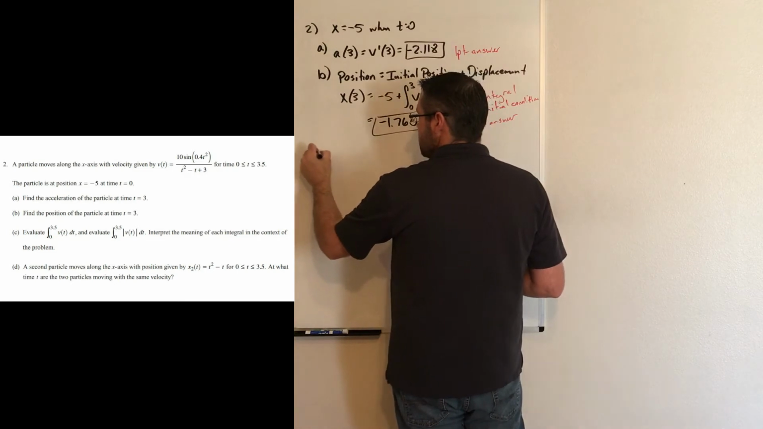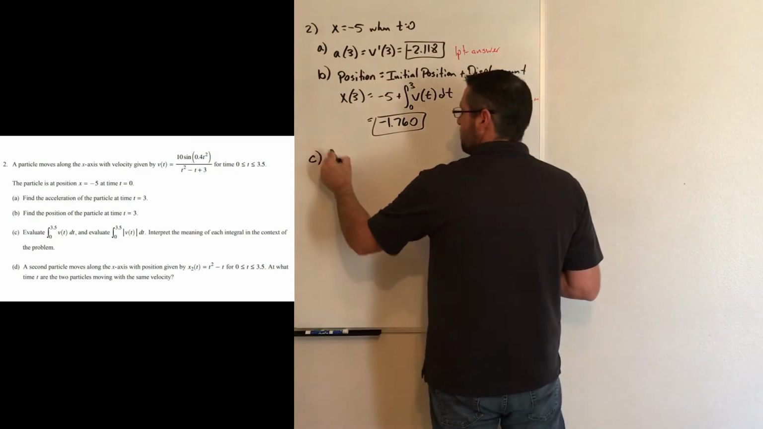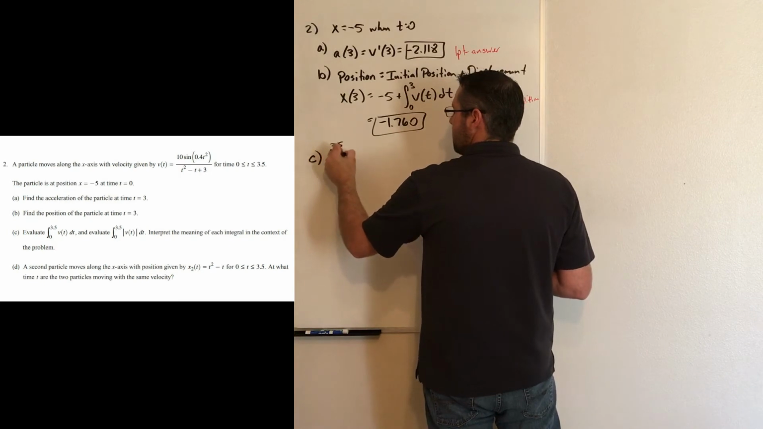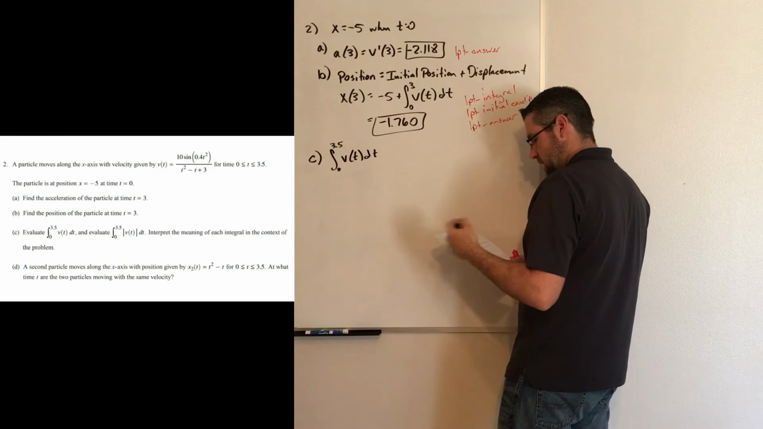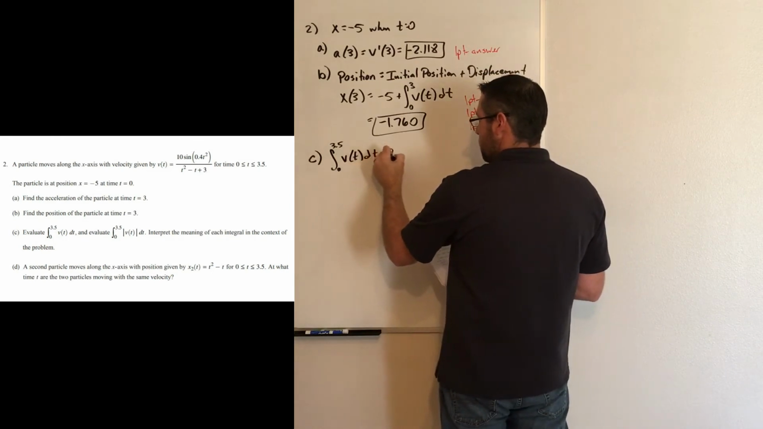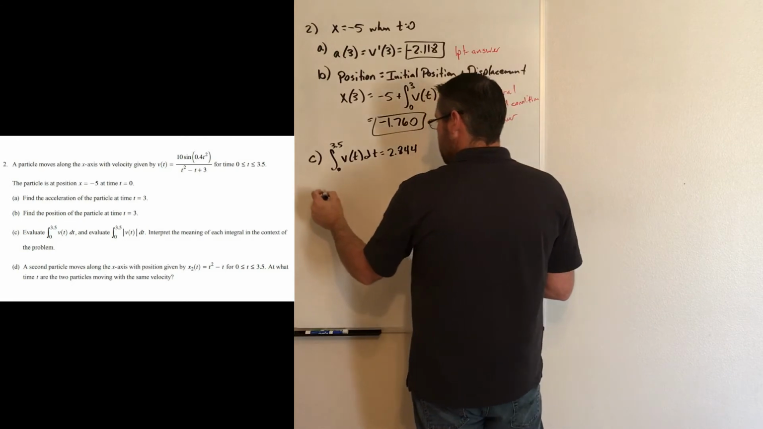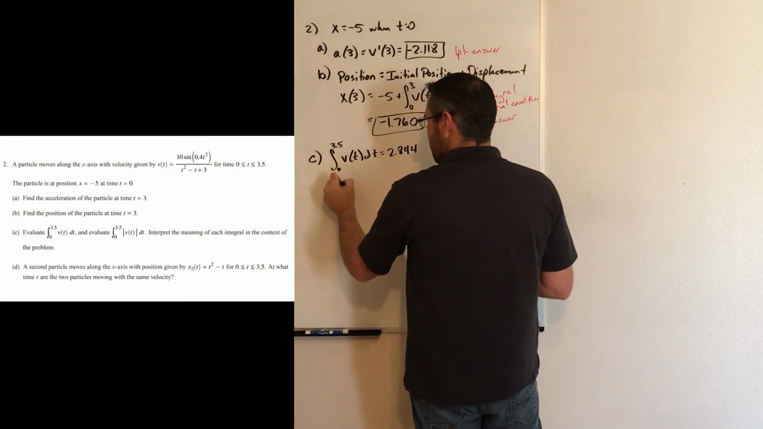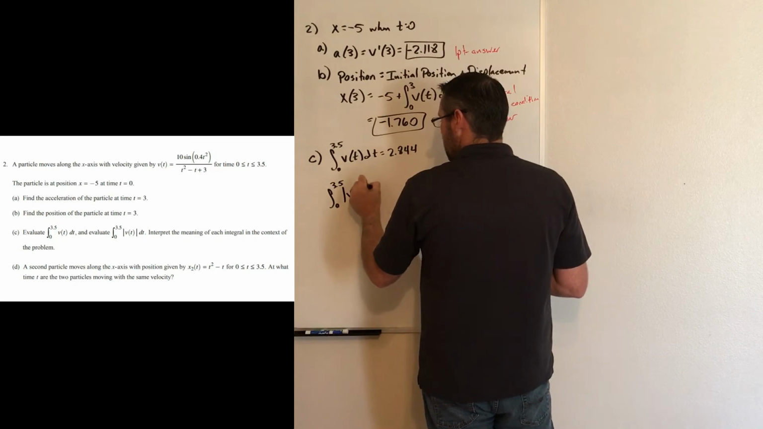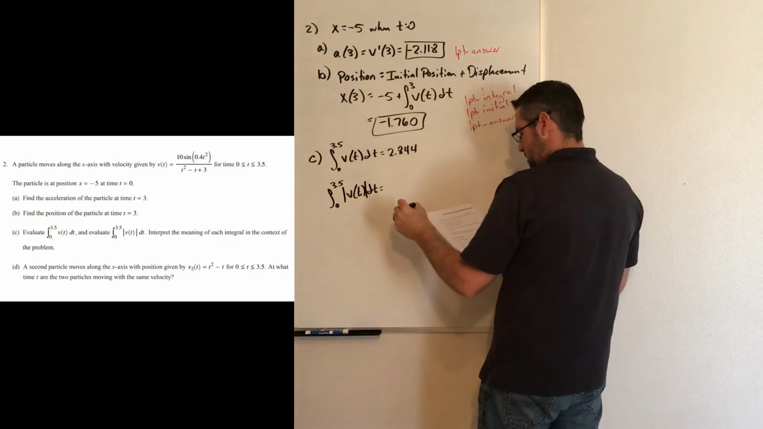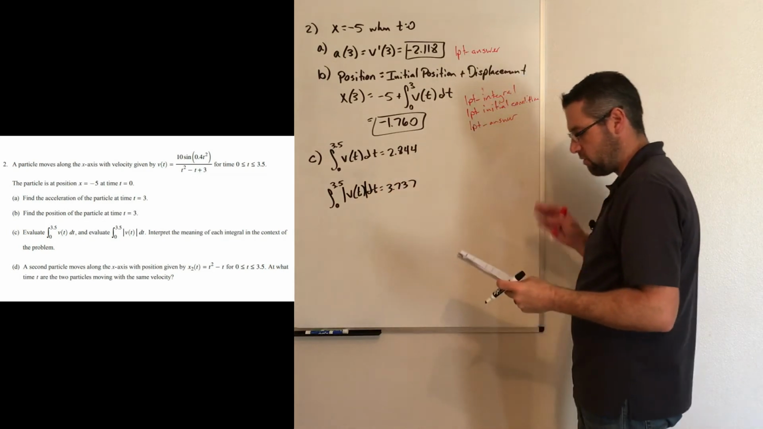All right, for part C, it says evaluate the integral from 0 to 3.5 of v of t dt. Okay, so we'll just go ahead and do that. We plug that into the calculator and we get 2.844. And then it also says evaluate the integral from 0 to 3.5 of the absolute value of v of t dt. And so we end up with, on that one, 3.737. So that's pretty straightforward. That's easy.